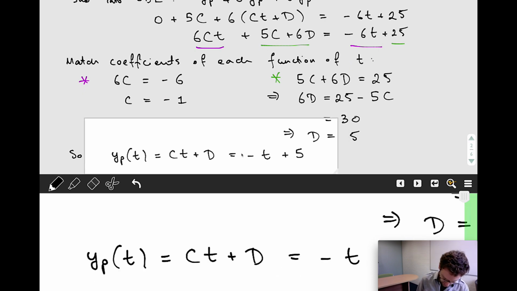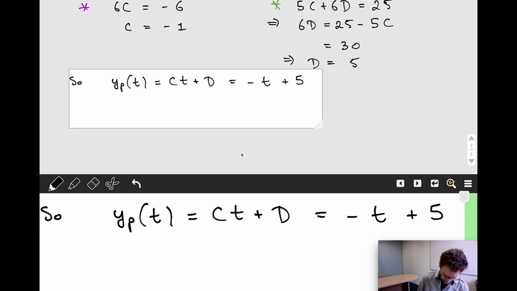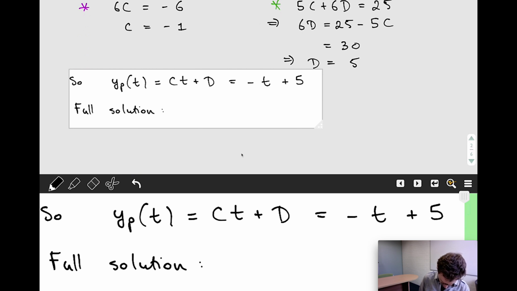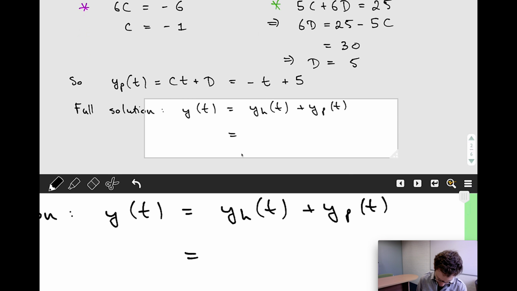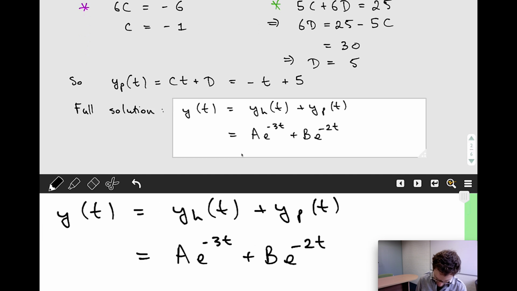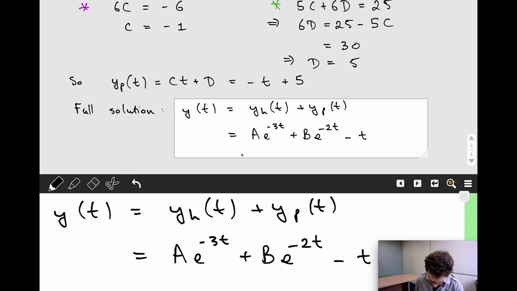So this isn't the full solution, of course. I still have to include the homogeneous piece. So y of t was equal to the sum of the homogeneous solution and the particular solution. We found that the homogeneous solution was a e to the minus 3t plus b e to the minus 2t, and the particular solution was minus t plus 5.